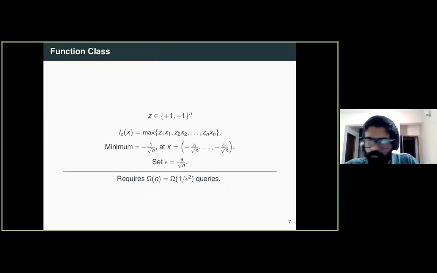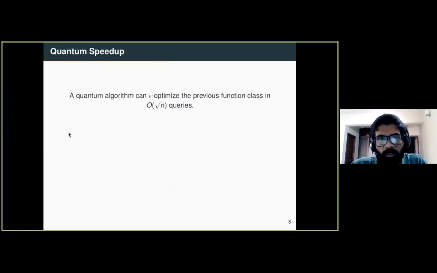So it was quite straightforward in the randomized case. And one could ask, what is the quantum complexity of epsilon optimizing this function family? It turns out that quantum algorithms do get a quadratic speedup for this function family. You can do it in order square root n queries.